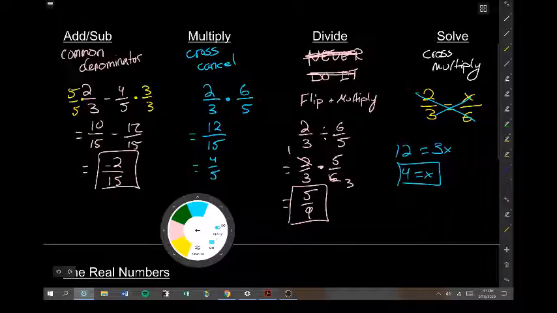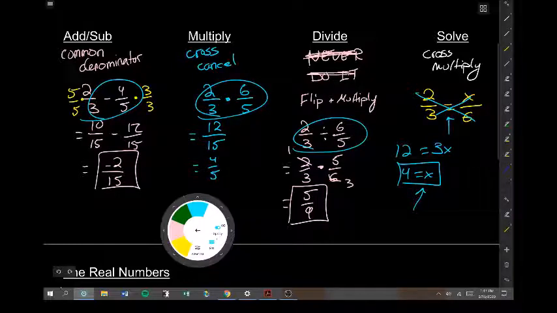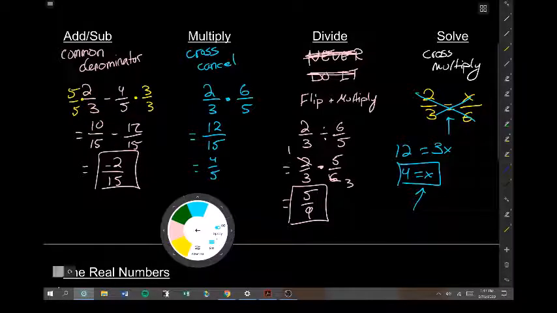Notice how this is the only one where I was actually finding a value for x that makes the equation true, because this is the only one where I had an equation. This was an expression, this was an expression, and this was an expression. Solving has equations where you have to find the value that makes the variable give you a true statement.